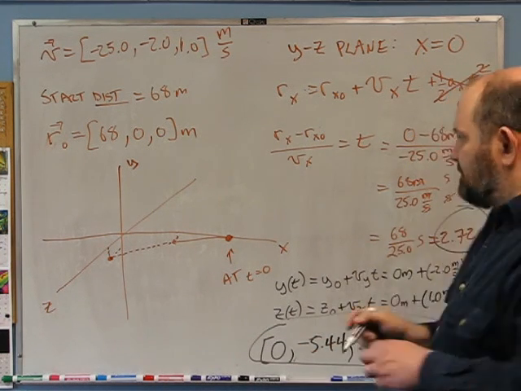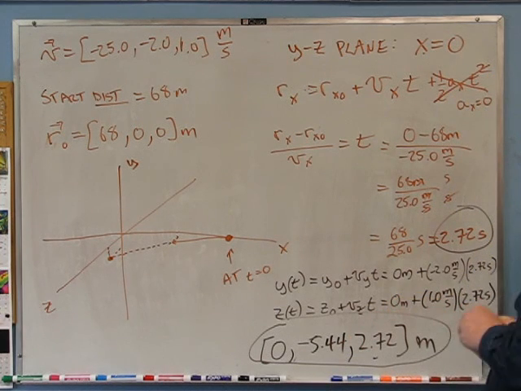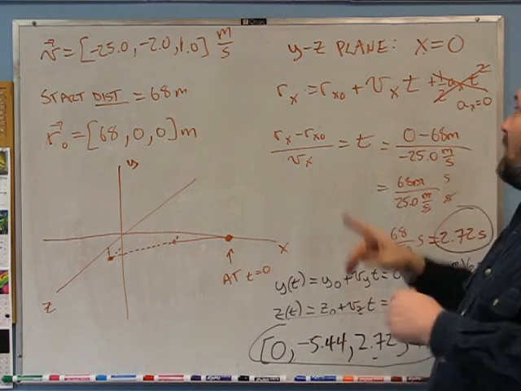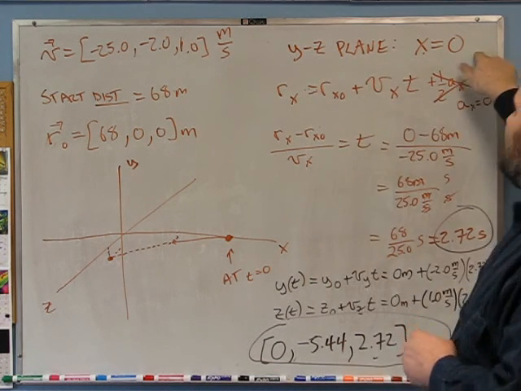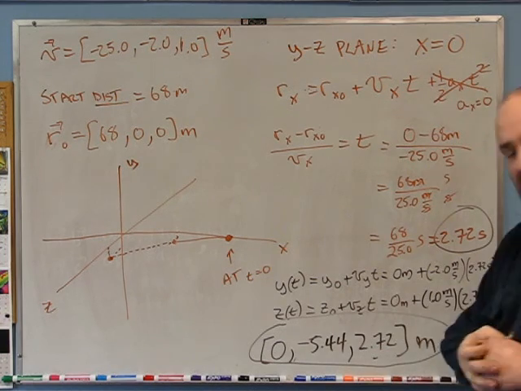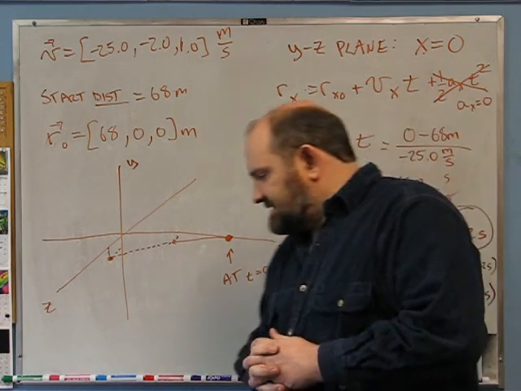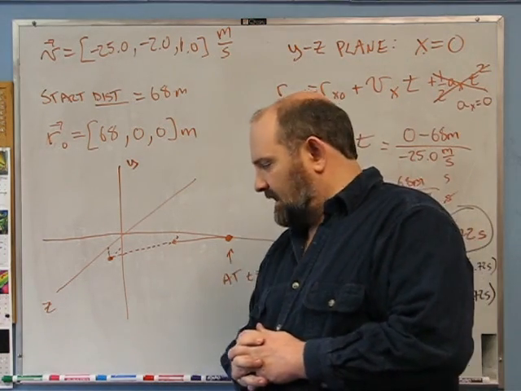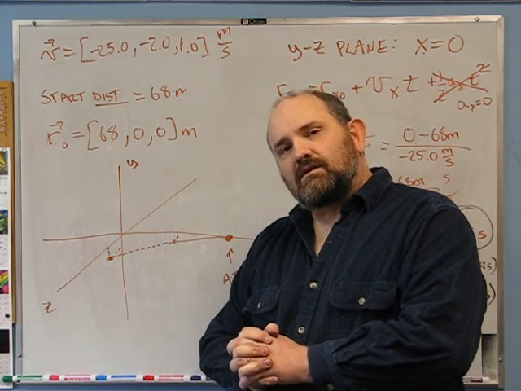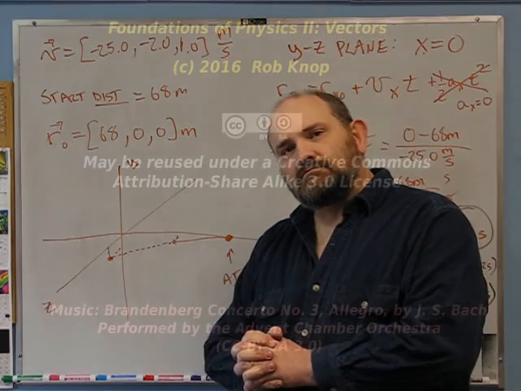The hardest part of this was, I think, recognizing what it means to cross the YZ plane. So think about, how do I say with math the YZ plane? That's this. Then you can use the kinematics, figure out T, and use the T to figure out the position. All right, that is it for this week, or this set of video problems. I'll see y'all on Friday.